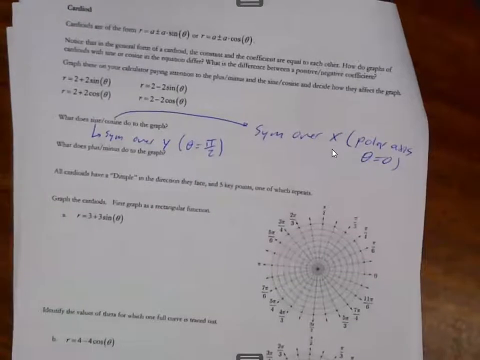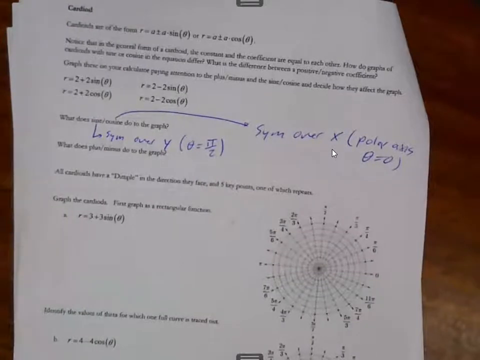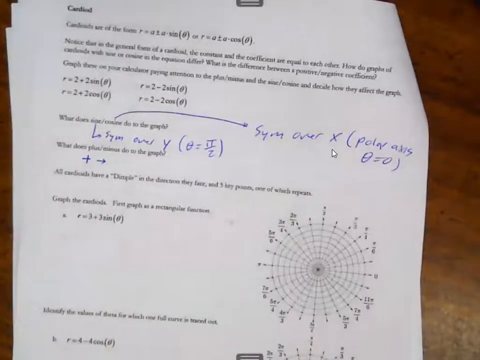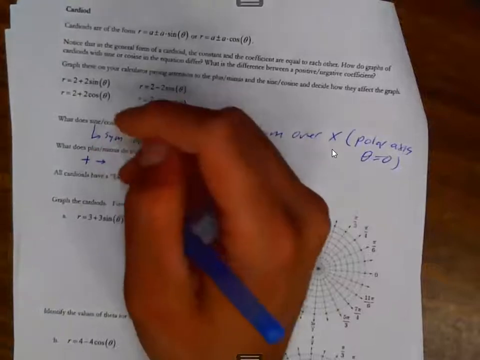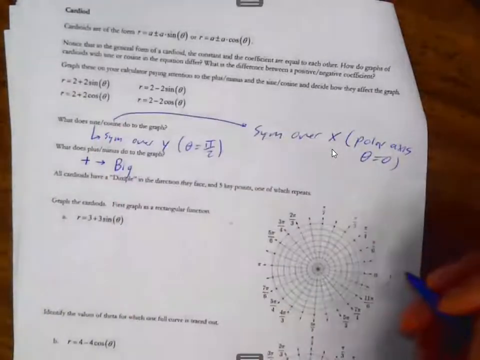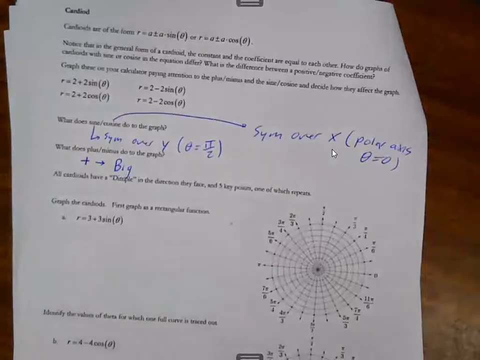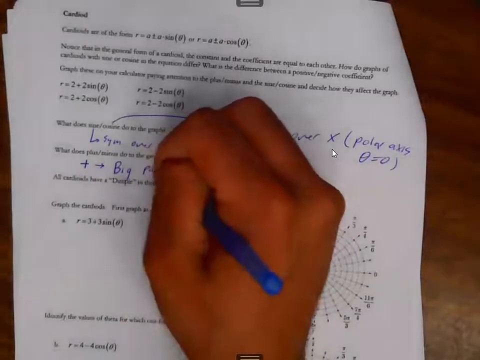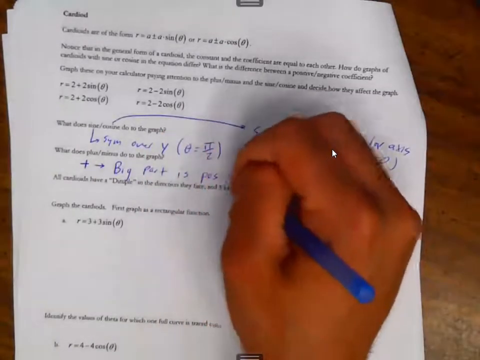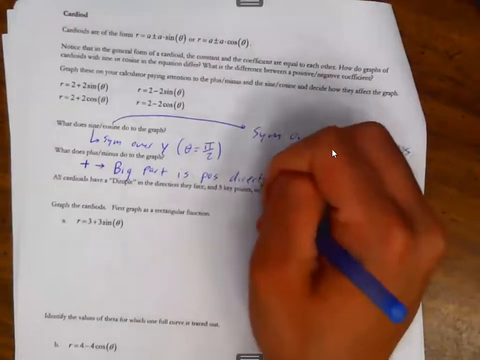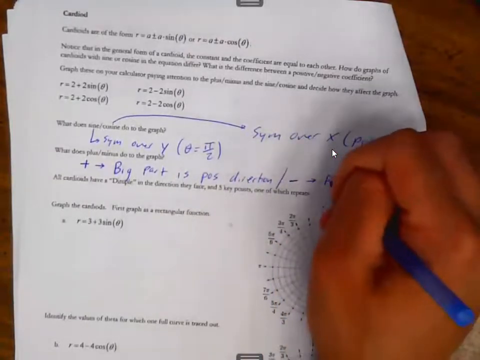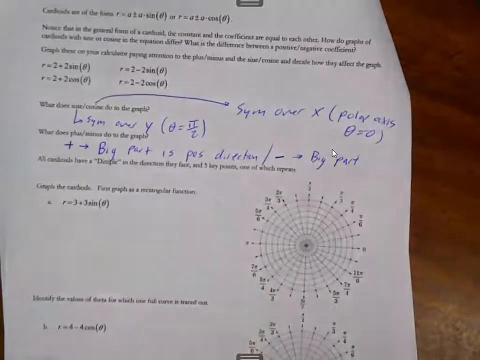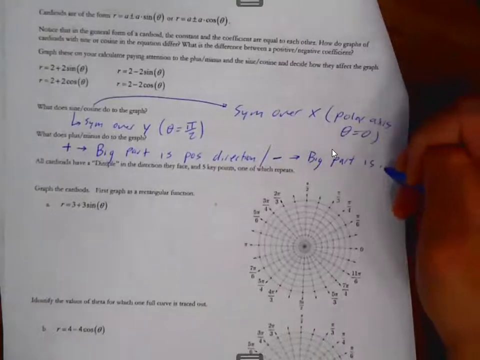All right, and then the plus and minuses, what does that tell us about the graph? All right, so if it's positive, if it's 2 plus 2 sine, or 2 plus 2 cosine, the big part is in the positive direction. And then if it's negative, then the big part, there may be a mathematical term for that. I'm not quite sure. I'm going to call it the big part. The big part is in the negative direction.